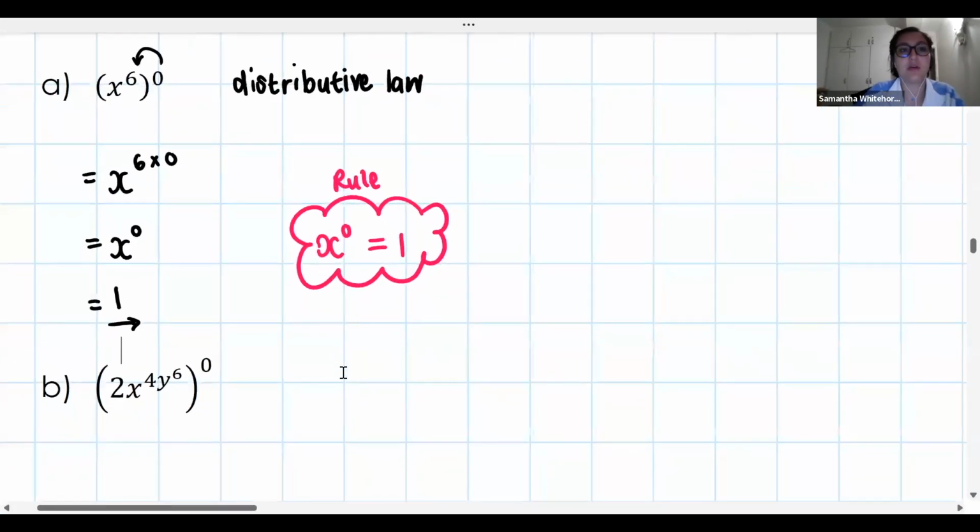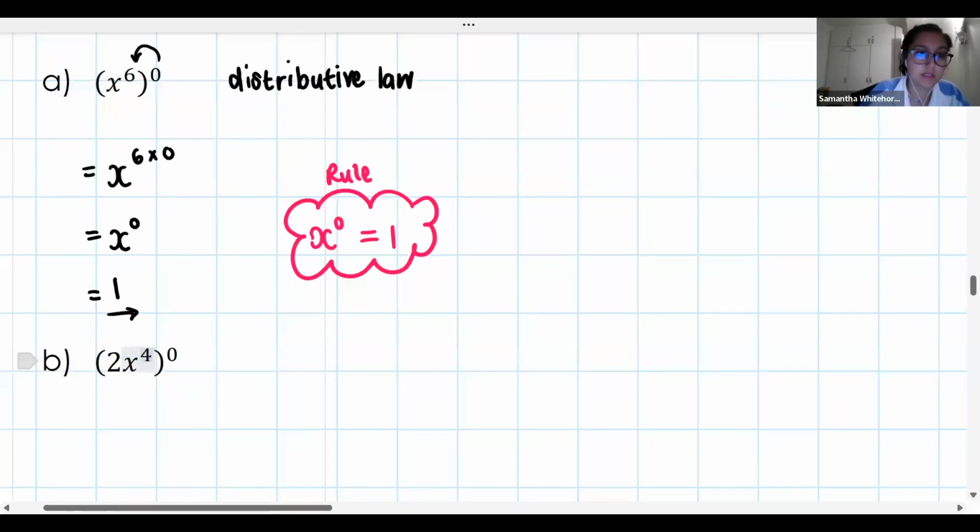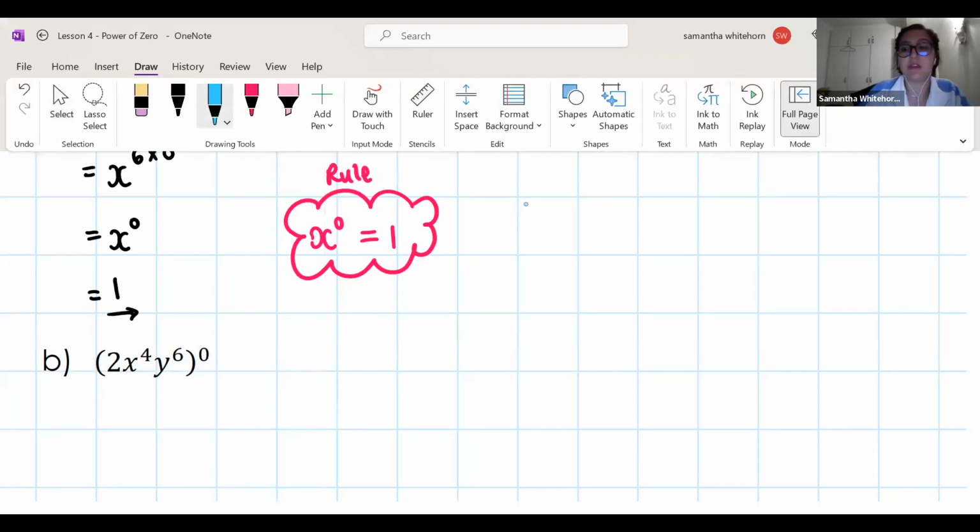If we have a look at question B, nothing's changing here. Sorry, let me just fix this. There we go. All right, so nothing's changing here in terms of my method that I need to use.